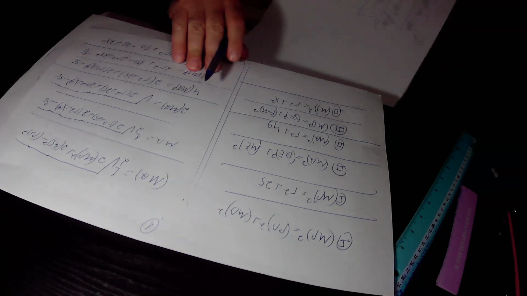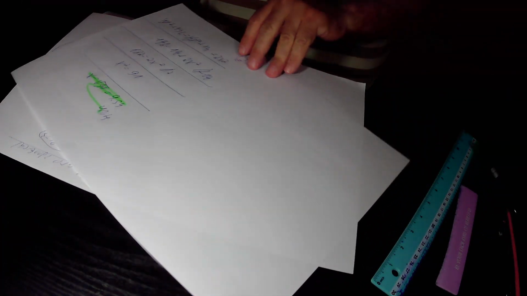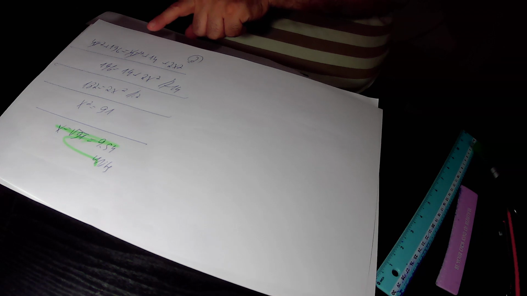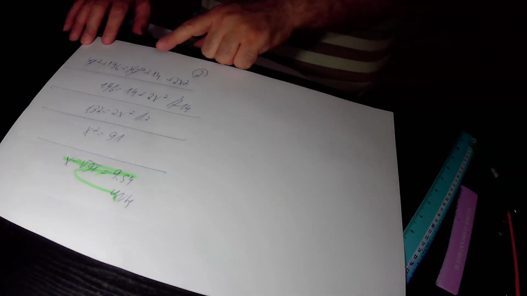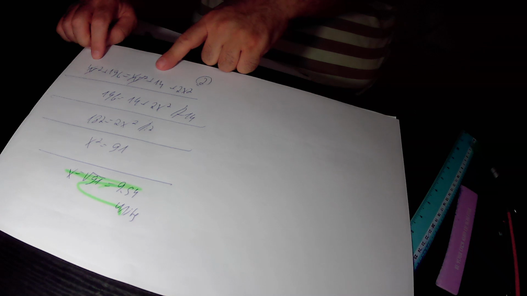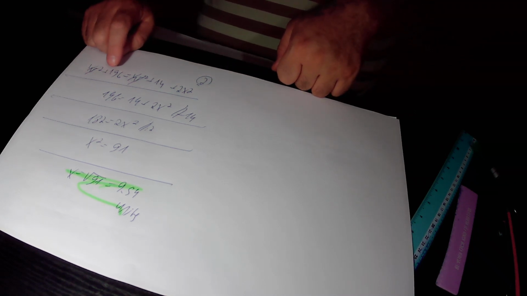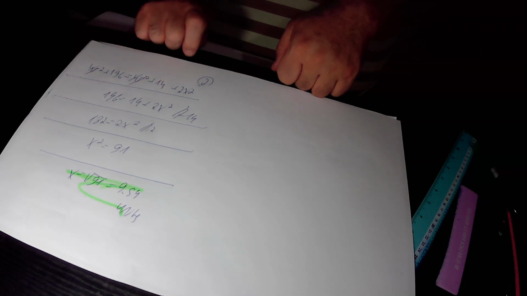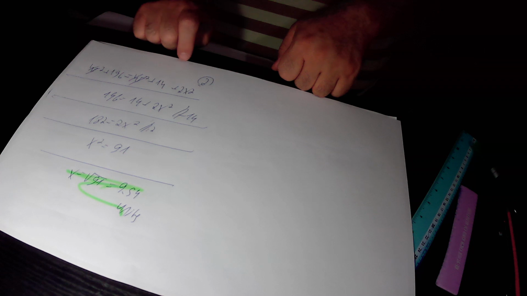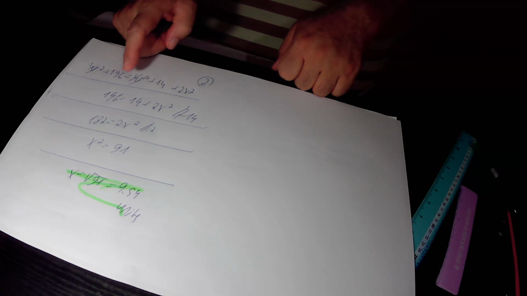Repeat again. We found that 4R square plus 196 equals 4R square plus 14 plus 2X square. Here we have 4R square on both sides, so 4R square gets cancelled, and on this side we are left with 196. This equals 14 plus 2X square. Here we subtract 14 from both sides, and 196 minus 14 is 182. So 182 equals 2X square.